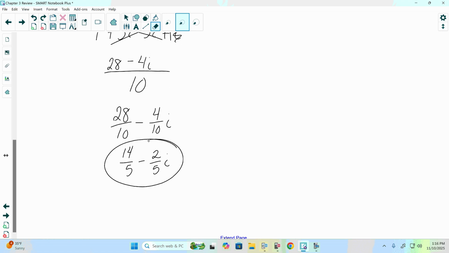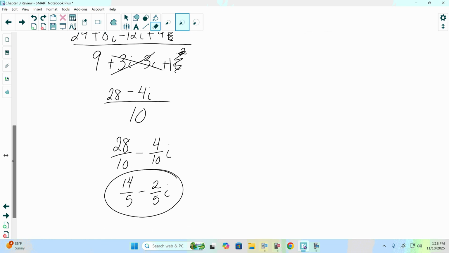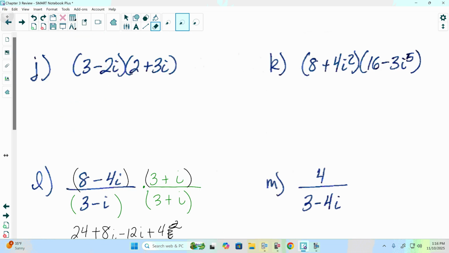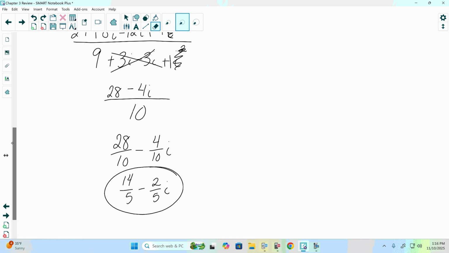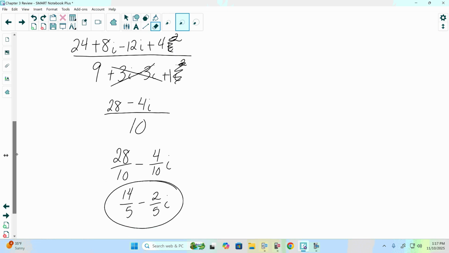Questions on this here? Do we need another example of division? You want to finish writing that down? I didn't know if you were writing it down or not. I don't mind waiting if you need. Okay. You're welcome.